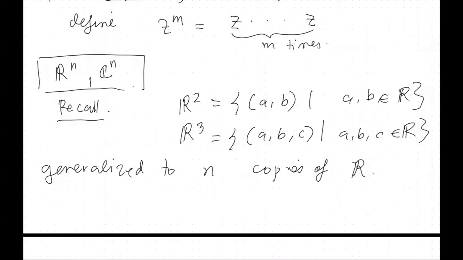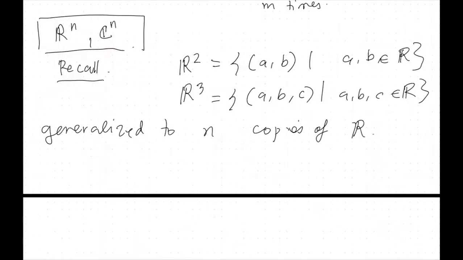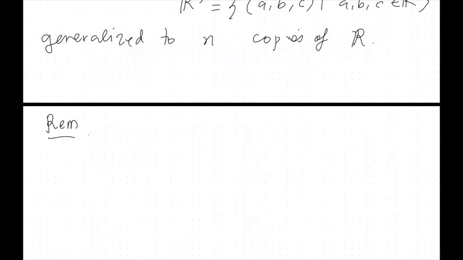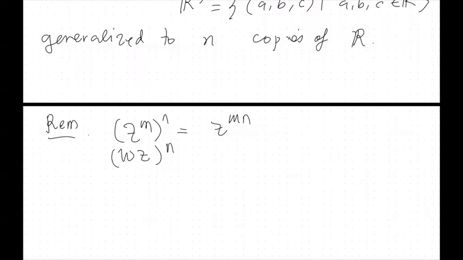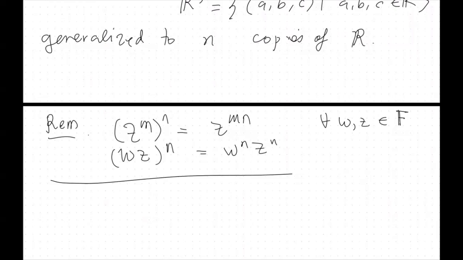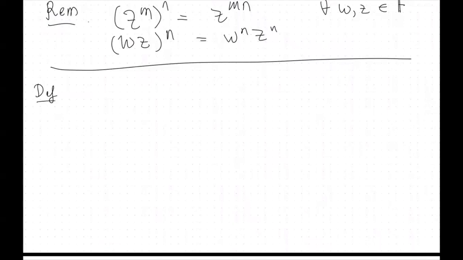But before going further, let me have some remarks here. If we have z to the m raised to n, this is just z to the m times n. And of course, if we have wz raised to m, this is just w raised to m and z raised to m, for all w and z in our field F, where F here is either C or R.